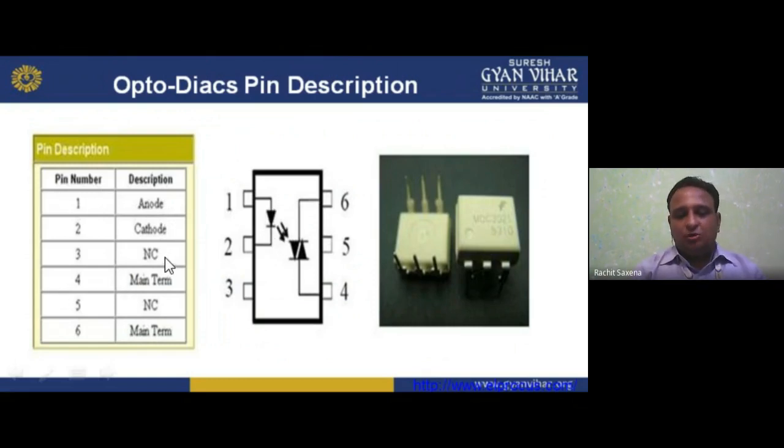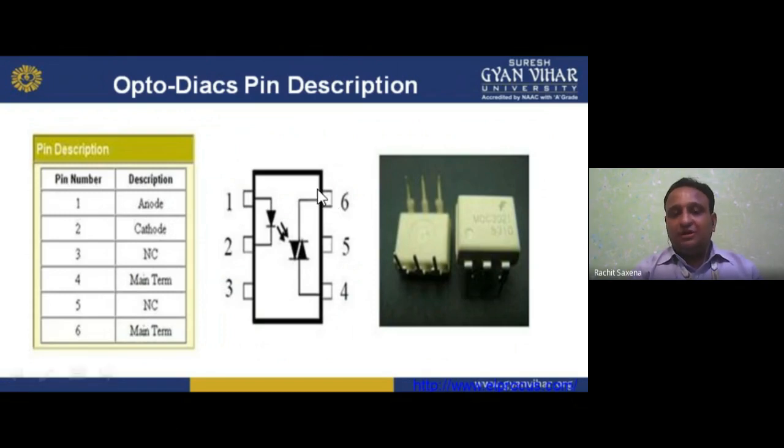And 3 is normally closed, we can say. Fourth is the main terminal. And fifth is again normally closed, or we can say no connection. No connection is there. And 6 is a main terminal. So the main terminals are 6 and 4. We can connect them with the diode, and 1 and 2 we connect with the light emitting diode, that is an LED or lamp, which emits the light, and it directly converts and switches on the supply. So we can use it as a switch.